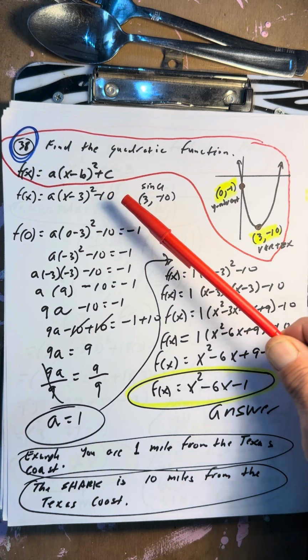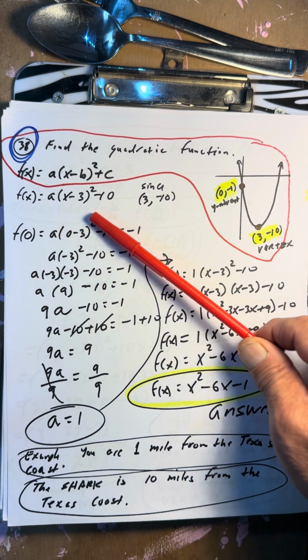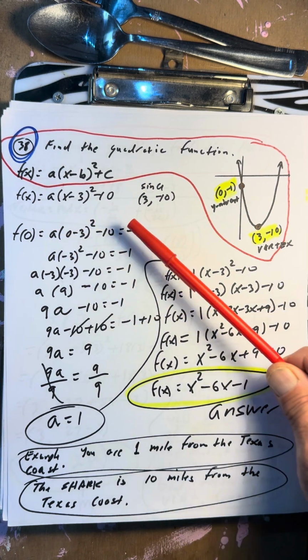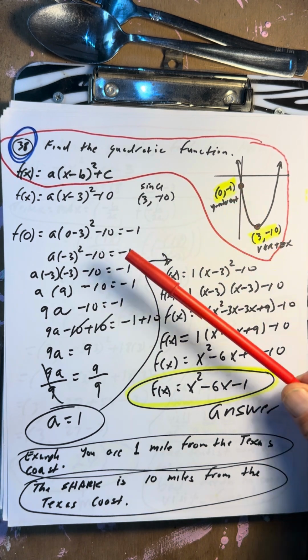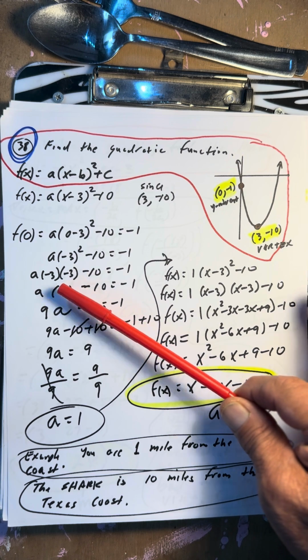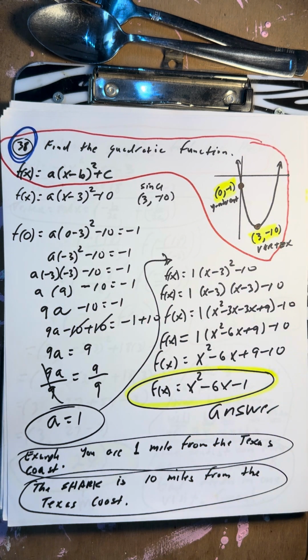Now, once you do that, put the x in there. Put a 0 in there for the x. At 0, we know that if you put 0 here, this is going to end up being negative 1 right here. Now, 0 minus 3 is negative 3. Negative 3 squared, negative 3 times negative 3 is 9. 9 times 9 is 81.